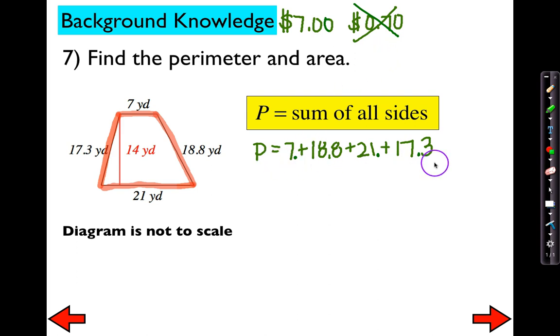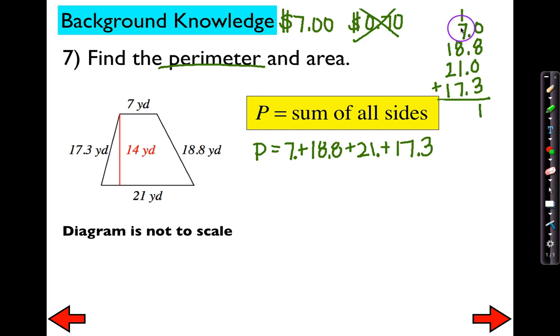So now that I know where the decimals are, let's add all of them together. Here we have 7, we have 18 and 8/10. Notice I'm lining up those decimals. We have 21, and then we have 17 and 3/10. I'm going to put a 0 as a placeholder here and add 8 plus 3 is 11.